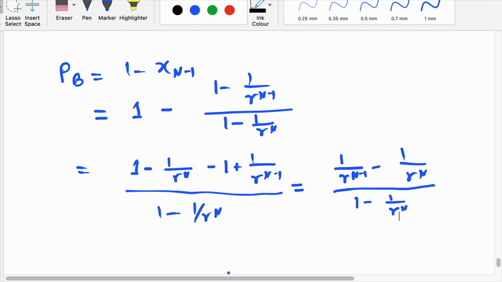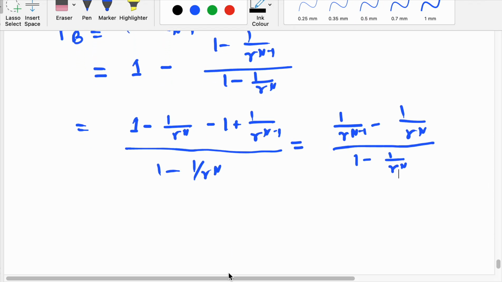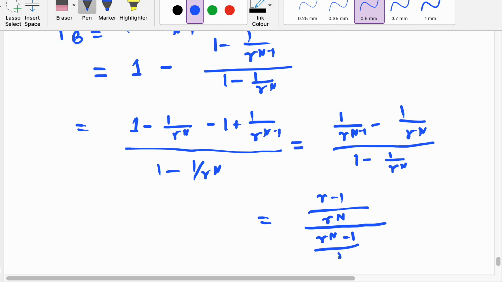Now, okay, let me do it. So this will be r to the power n, and on this side r minus 1, and this will be r to the power n minus 1 by r to the power n. Now this will be (r minus 1) by (r to the power n minus 1).